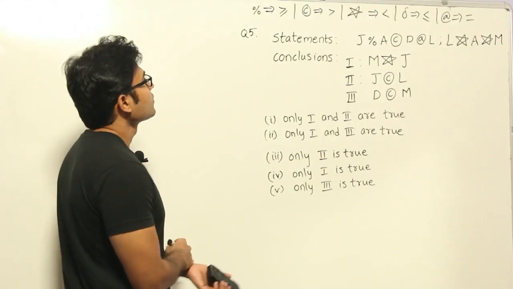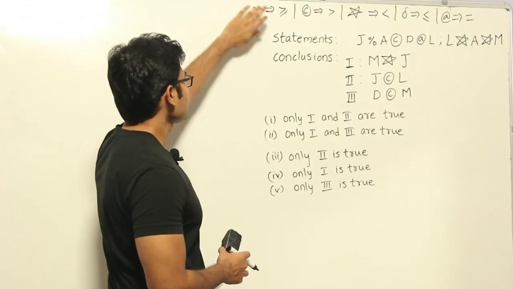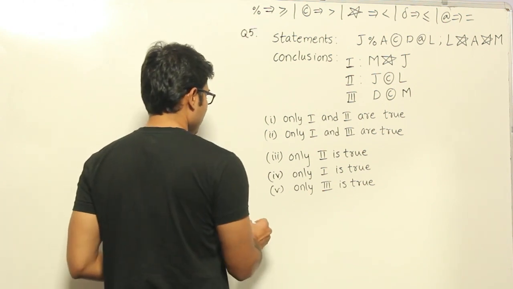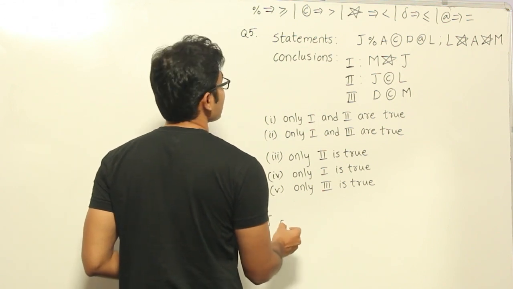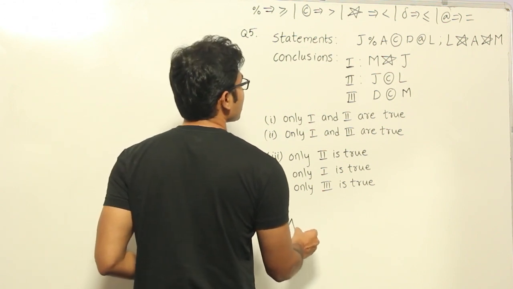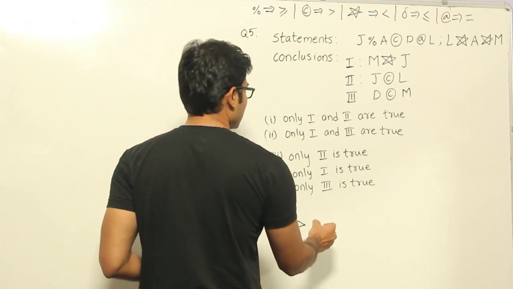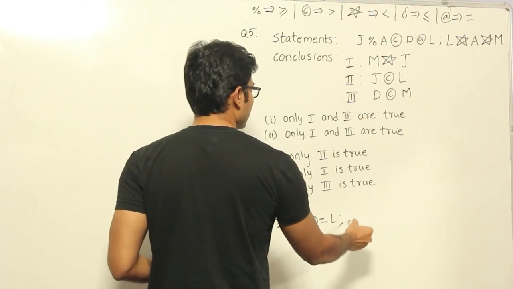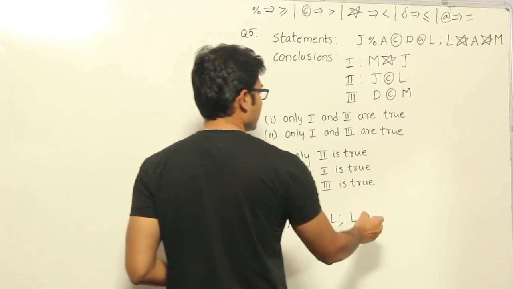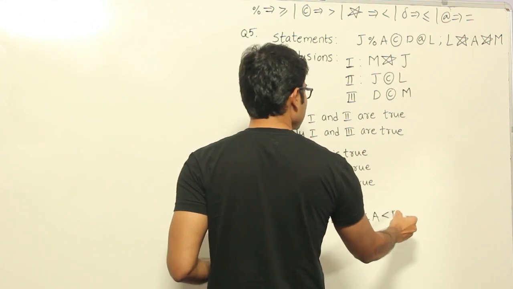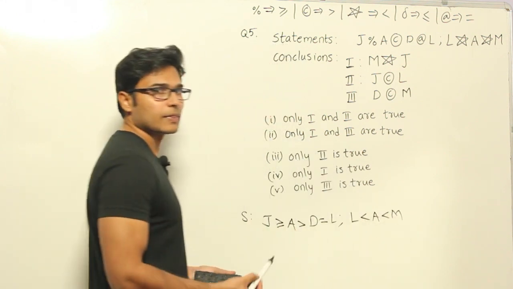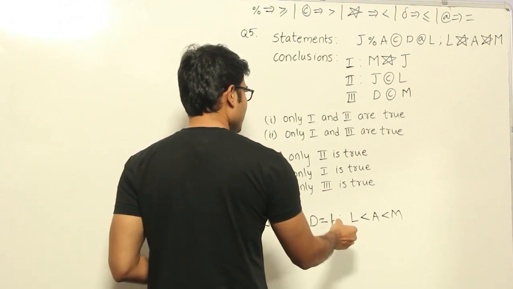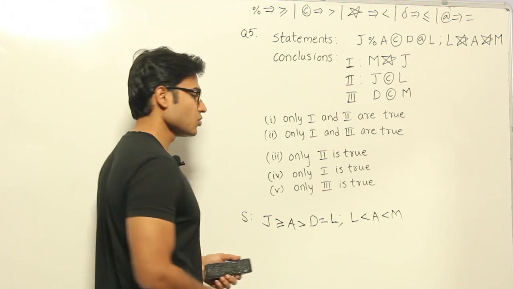Now let's see this. So first thing is you have to substitute every symbol with the relation. So let me do that. Given statements are like this: J percentile, I'm just substituting it, A greater than D at the rate means equal to L. So this is one, and the other statement is L star means less, A star means less, and then M. Right? Okay. Now anyway you can join these two because here it is ending with L and here it is starting with L. You can just join them.